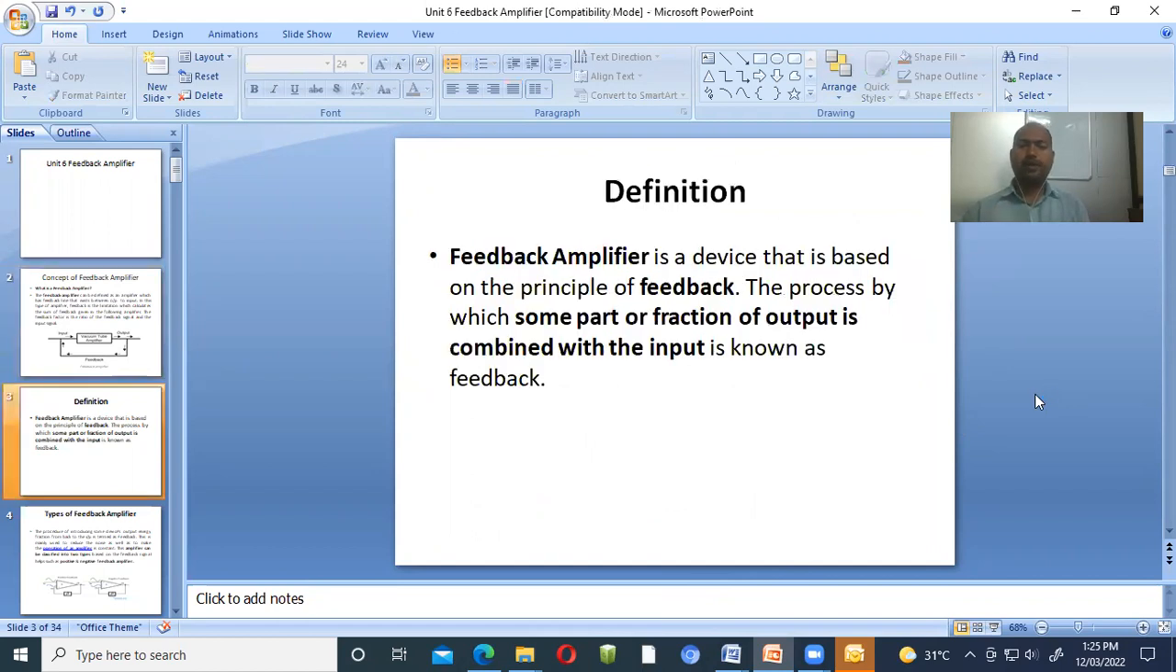Now, a feedback amplifier is a device that is based on the principle of feedback. We know that a feedback amplifier should be based on feedback, because in a feedback amplifier we use feedback. Feedback indicates that some part of the output is again applied to the input. We don't apply all of the output to the input, just some part. We know the definition of feedback: some part of the output is again applied to the input. This is nothing but feedback.